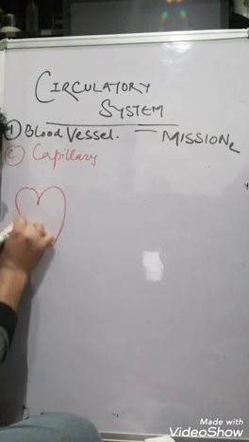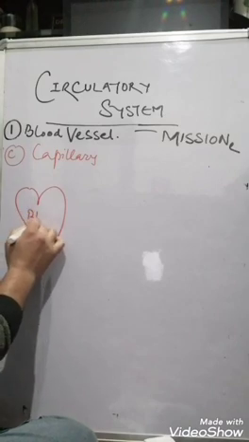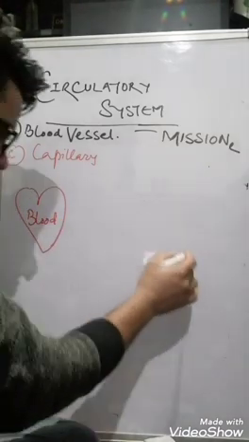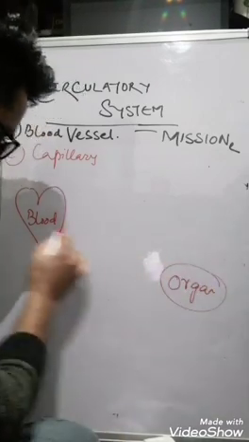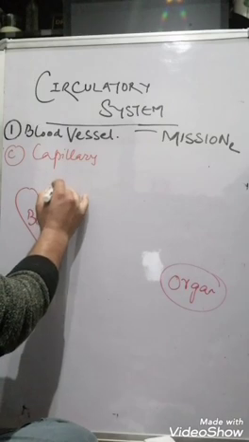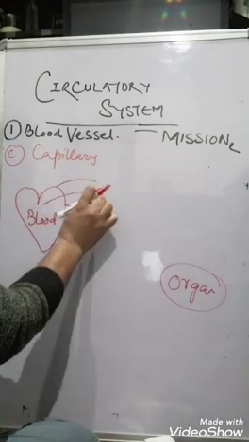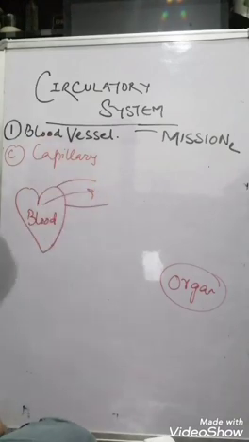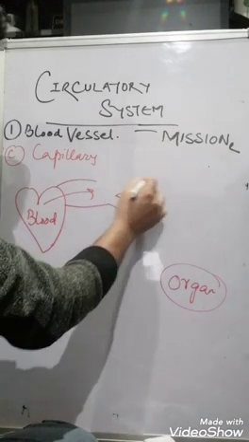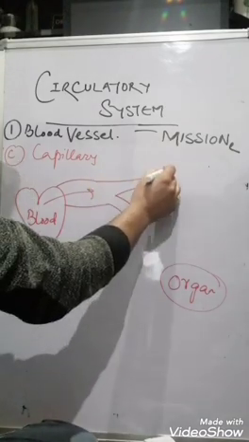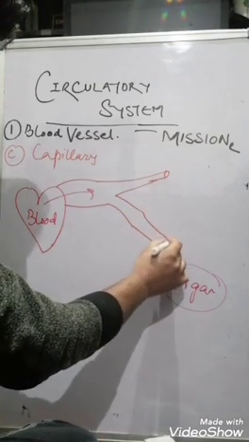So this is the heart, as I have already told you, which pumps the blood. Blood to what? Blood to the organ. It supplies the blood to the organ. So the first vessel which takes blood away from the heart, we name that vessel the artery. Then this artery branches out. These are two branches. These branches we call arterioles. This is the arteriole, this is the arteriole.